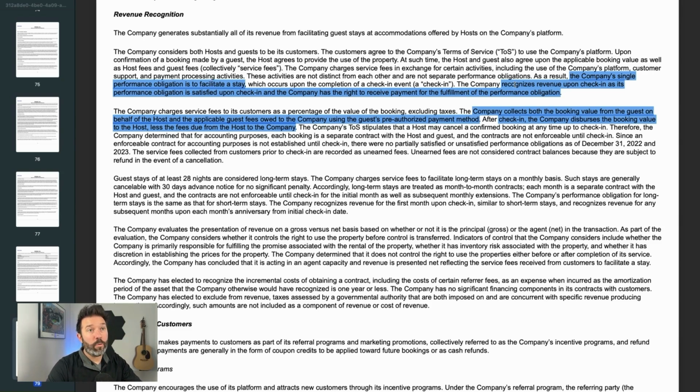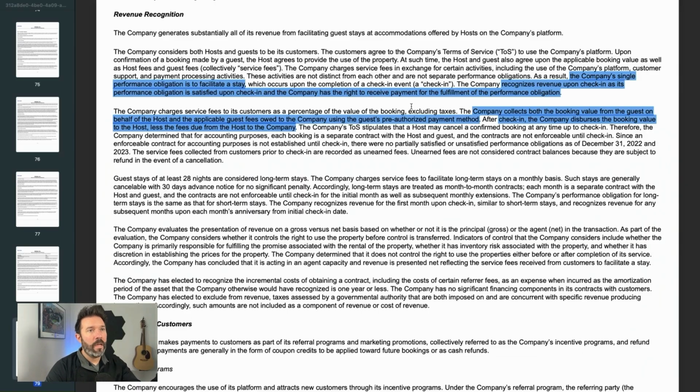As a result, the company recognizes revenue upon check-in, and its performance obligation is satisfied upon check-in. And the company has the right to receive payment for the fulfillment of the performance obligation. So Airbnb is not going to recognize revenue until someone checks into their booking. That's how the financials are going to work. That will come up a little bit later. I'll go through their recent letter to shareholders where they talk about things like bookings and revenue and cash flow. Hopefully this will give a little bit of background into that.